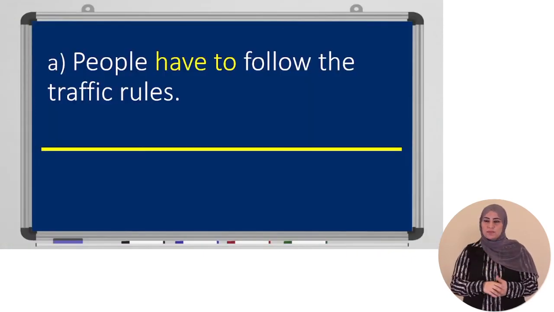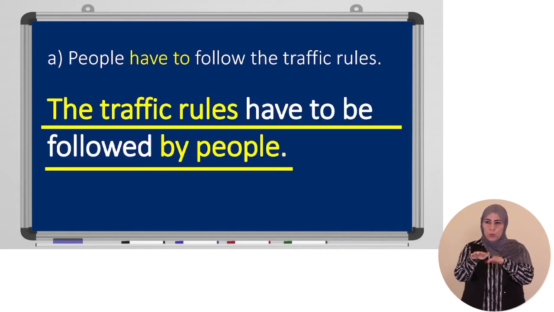And now it's time to look at a different kind of exercise. You're going to be reading it, pause the video, try to answer it before checking if you got it correctly. People have to follow traffic rules. This is an active sentence. Try to change it into passive. The answer is, the traffic rules have to be followed by people.